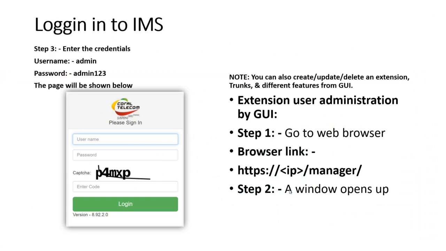Then there is a login screen. So how can you configure IMS? IMS is already deployed in all the labs. With the help of your credentials, you can log in with the user and password like admin123. Then you can also create, update, delete any extensions, trunks, and different features from the GUI. What you need to do is go to the web browser, then HTTP or HTTPS, and then your IP address of the manager. Manager is our GUI software. Then a new window will open up like the window shown in the screenshot.